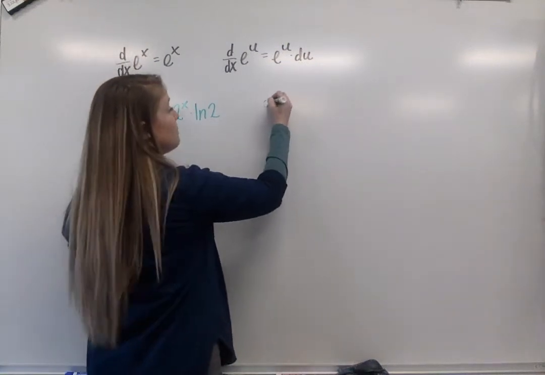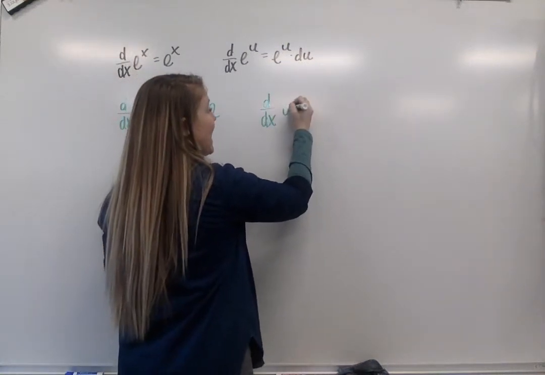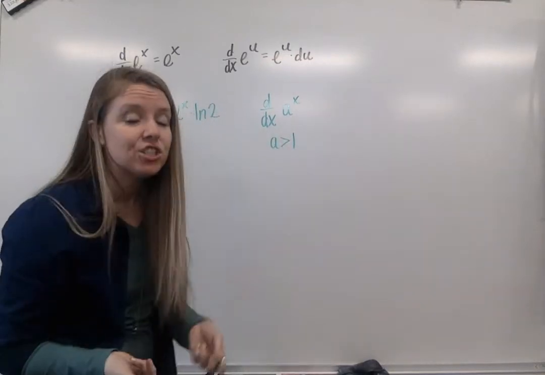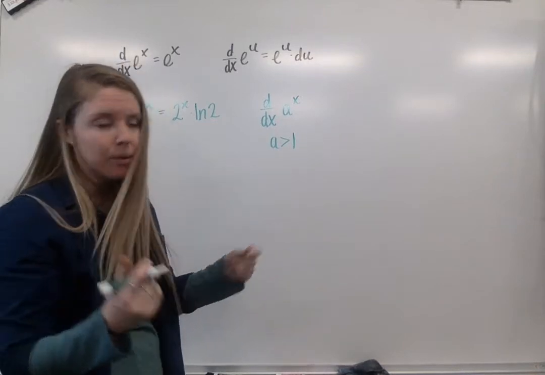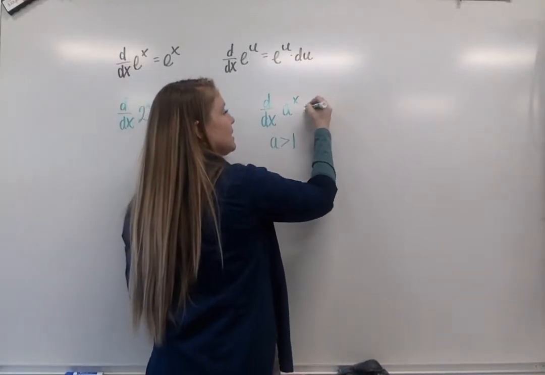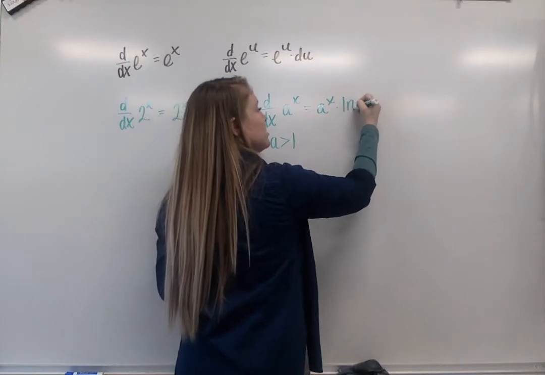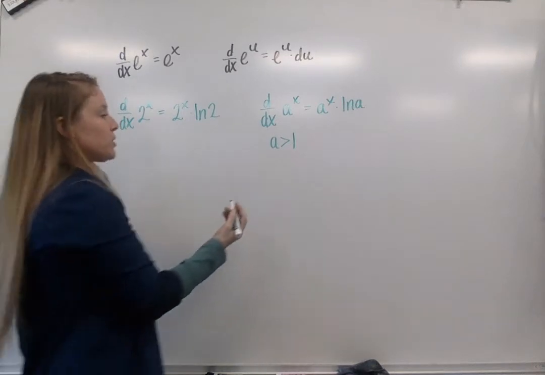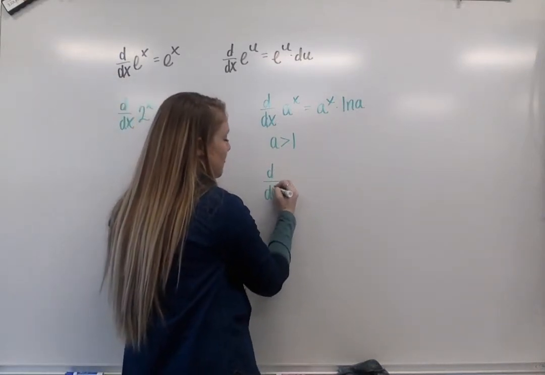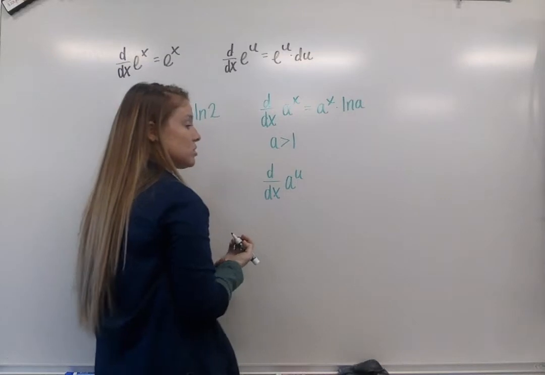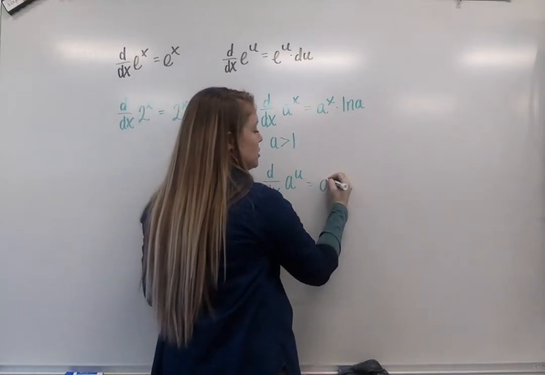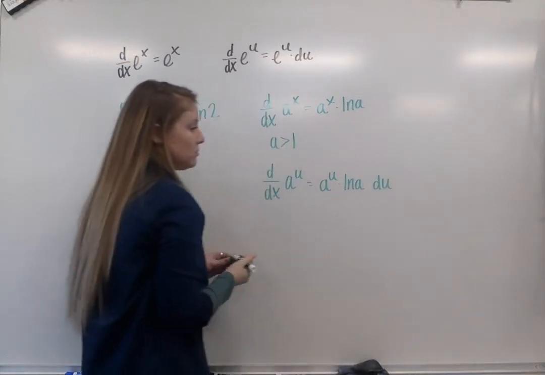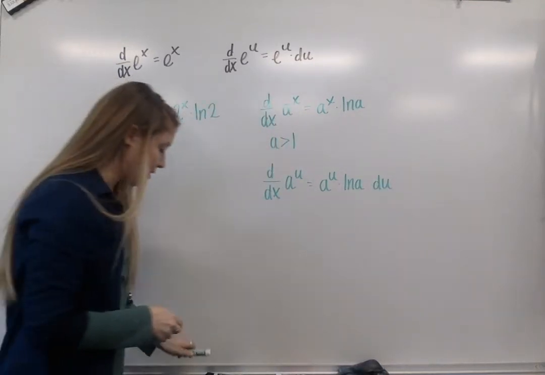So this rule, the derivative of a to the x, where a is greater than 1. Technically, it's just not 0, it's not 1, but here we go. The derivative of a to the x is a to the x times the natural log of a, like we see here with 2. But if we were to incorporate the chain rule, a to the u, so a to a function, then it's just going to be a to the u times the natural log of a times the derivative of u.